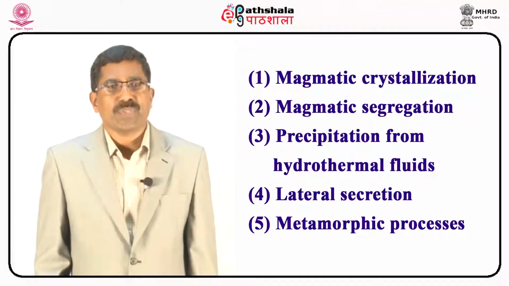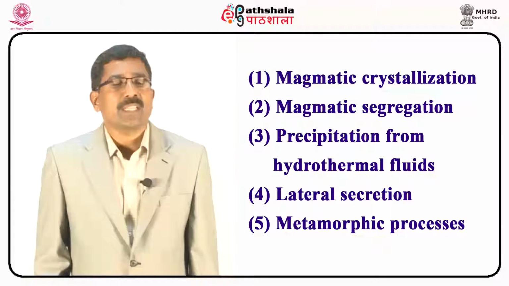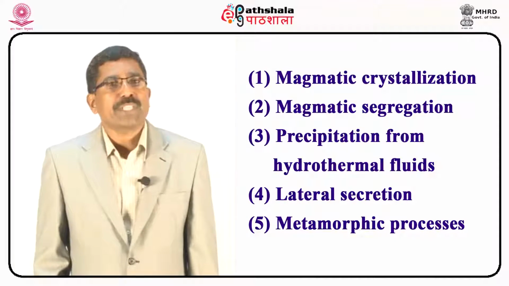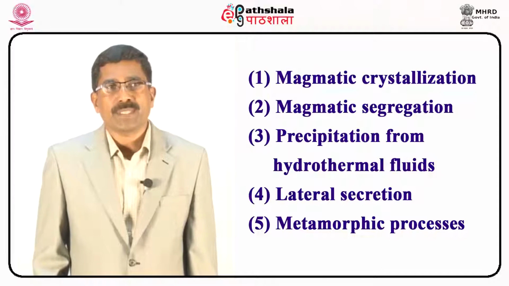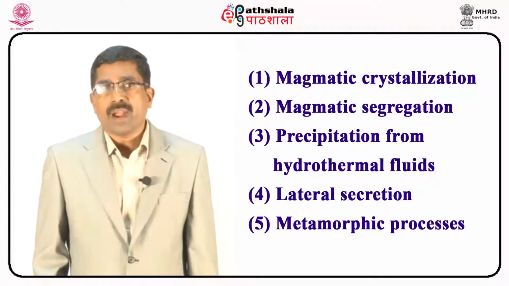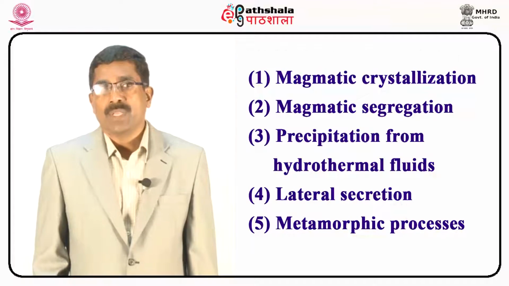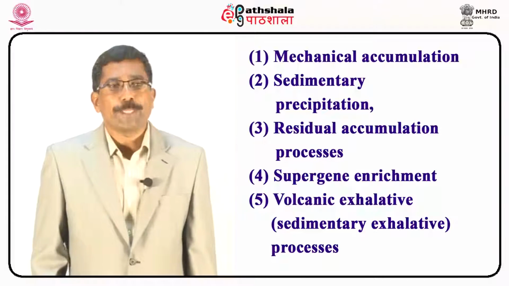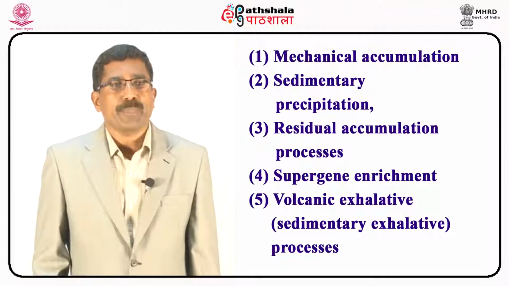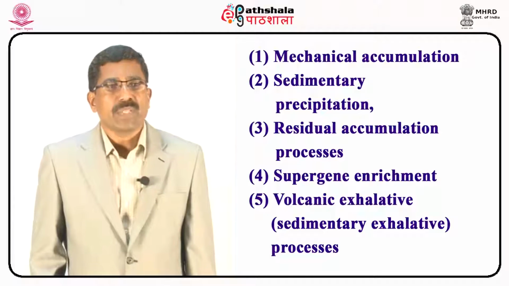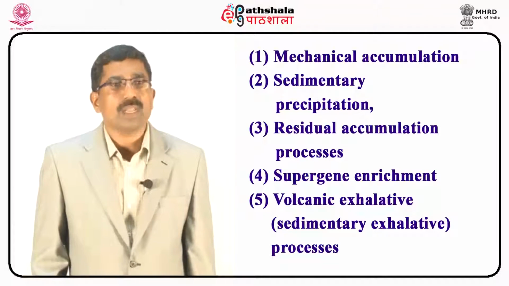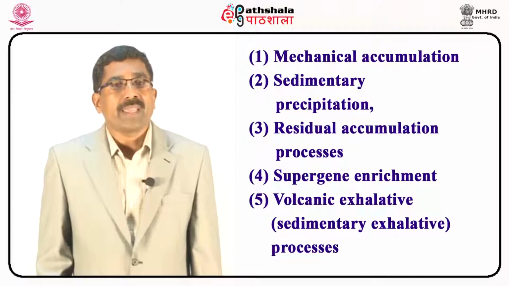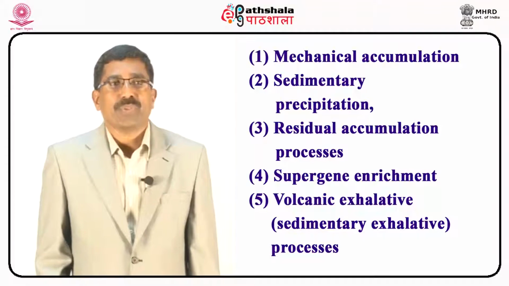The first group of processes include the magmatic crystallization and magmatic segregation and precipitation from hydrothermal fluids, lateral segregation and metamorphic processes. The second group of processes comprise: number 1, mechanical accumulation, number 2, sedimentary precipitation, number 3, residual accumulation processes, number 4, supergene enrichment, and number 5, volcanic exhalative sedimentary processes.